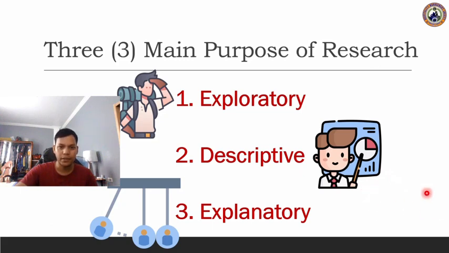The third one is the explanatory. Explanatory research, also referred to as causal research, is conducted to determine how variables interact, for example, to identify cause and effect relationships. So explanatory research deals with the why of research questions and is therefore often based on experiments. It will answer the question why. Why do these things happen? What is the effect of doing something?